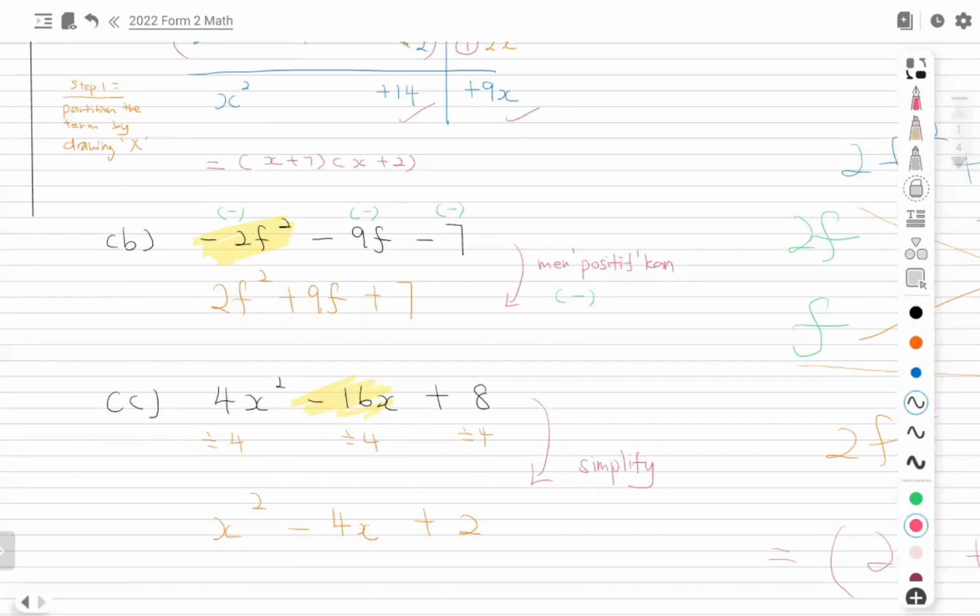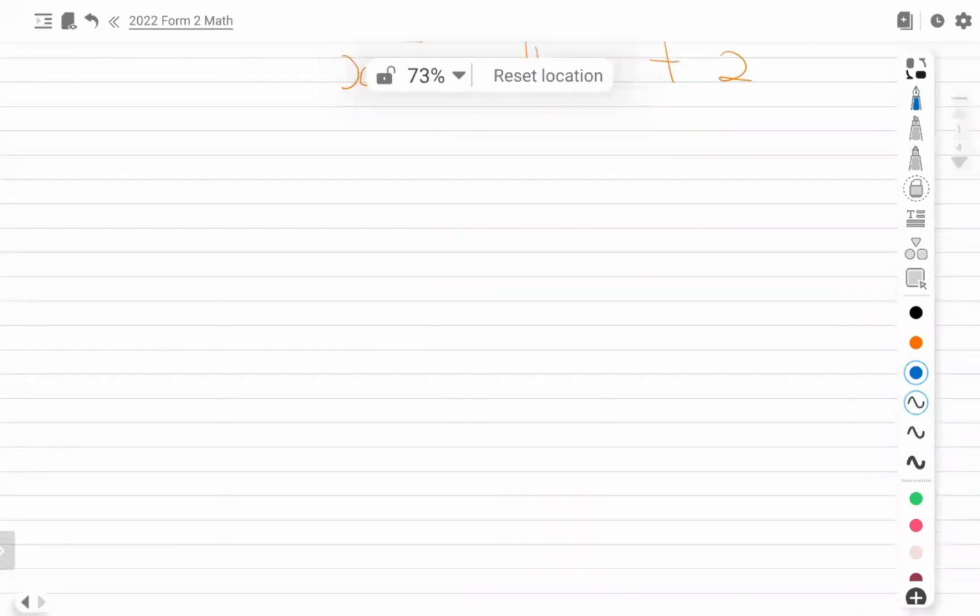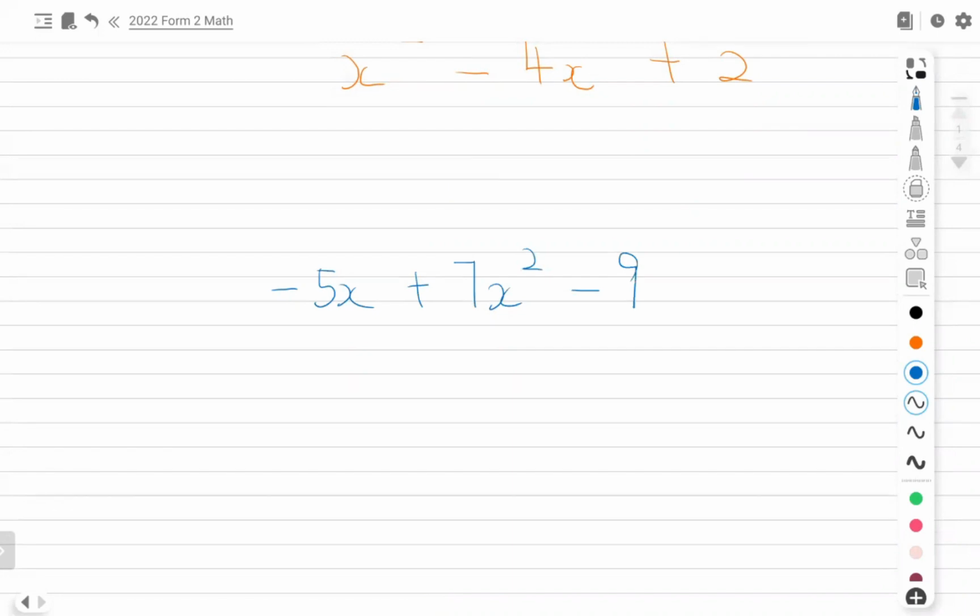I think this is a good question. If they give you a question like negative 5x plus 7x squared minus 9, and ask you to do factorization, do we need to make it positive? Yes or no? No. Why do you say no? The first term is negative. Answer is no.